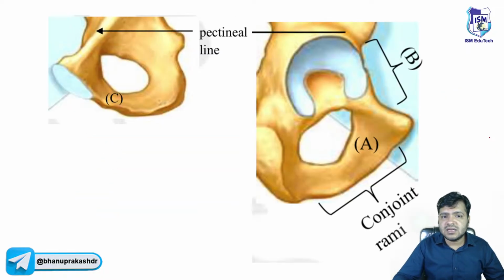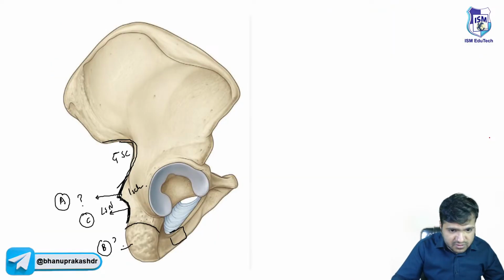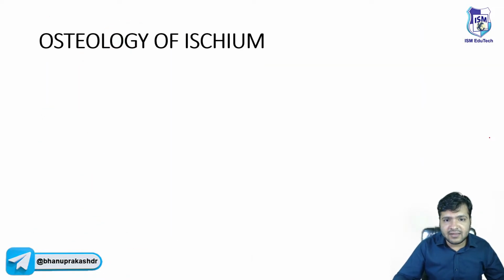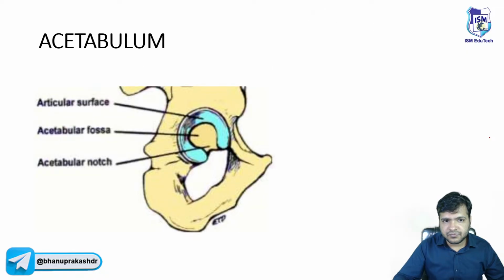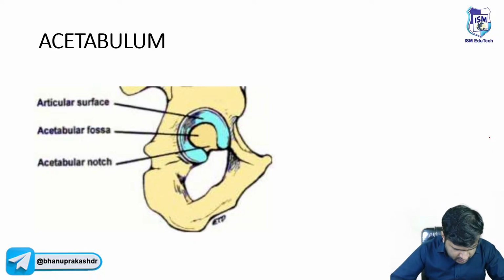So I hope the pubis is clear, the ischium is clear, beta. Just give me a thumbs up in the chat box if both the bones are clear as of now, so that I can discuss the other aspects that I wanted to discuss with you. Come on quickly, Harsh, Jainam, Kiran, everyone else also give answers, beta, and tell me that you have understood. Yes Kiran, very good beta.